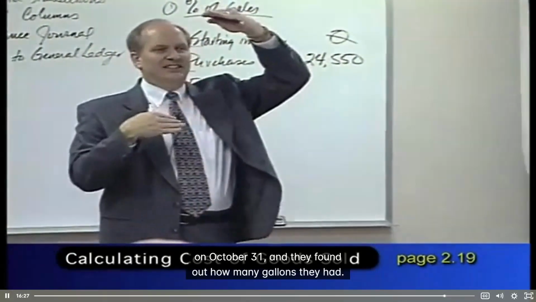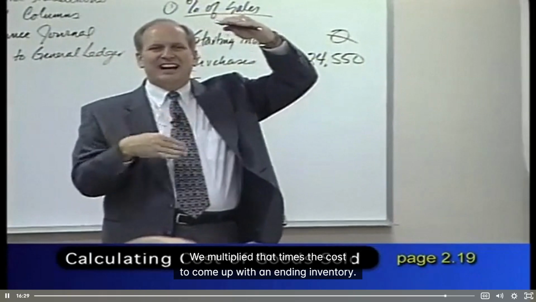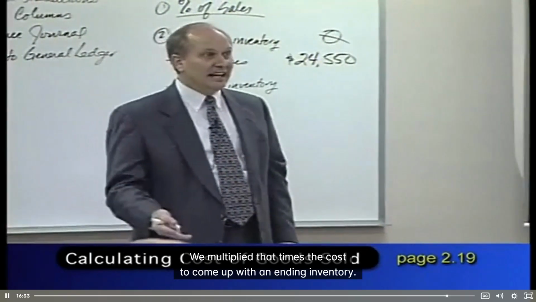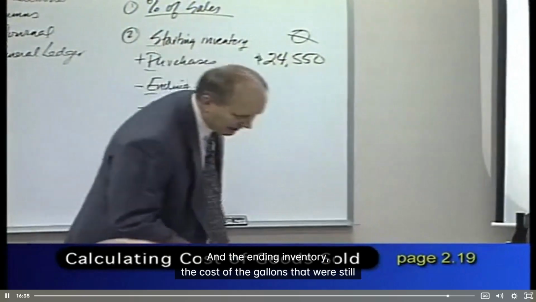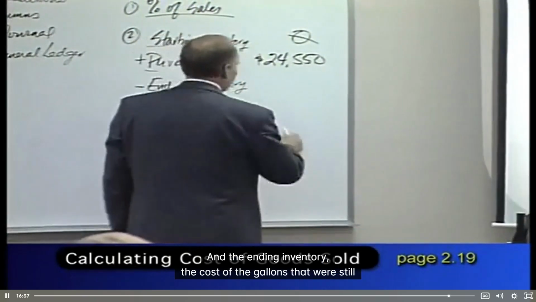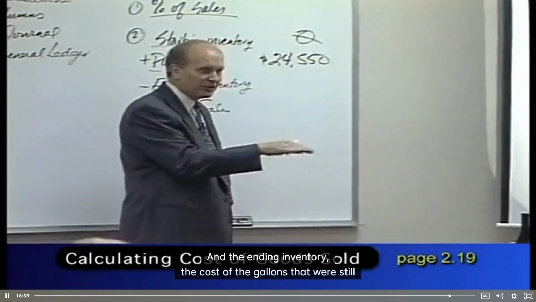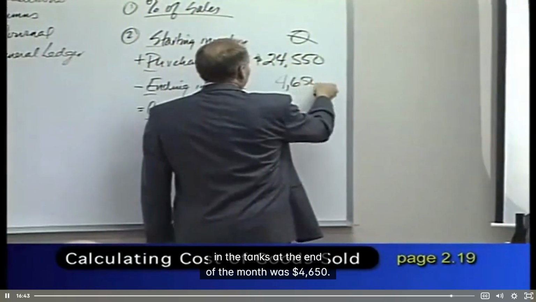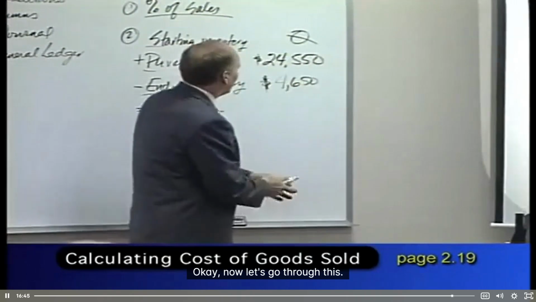Someone stuck the tanks the last night of the month, on October 31st, and they found out how many gallons they had. We multiplied that times the cost to come up with an ending inventory, and the cost of the gallons that were still in the tanks at the end of the month was $4,650.